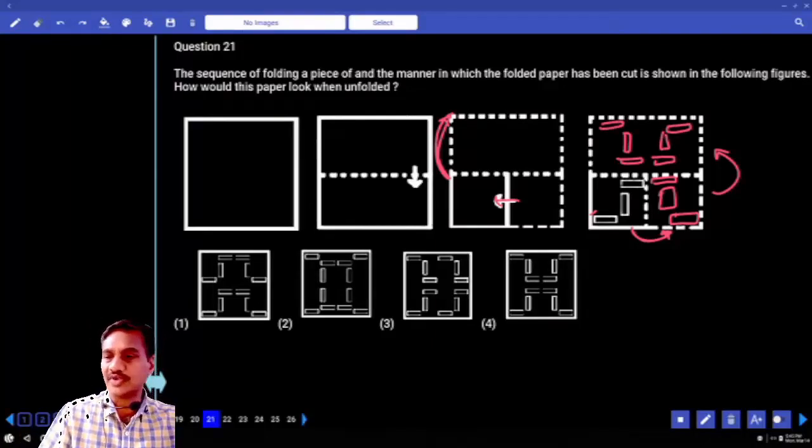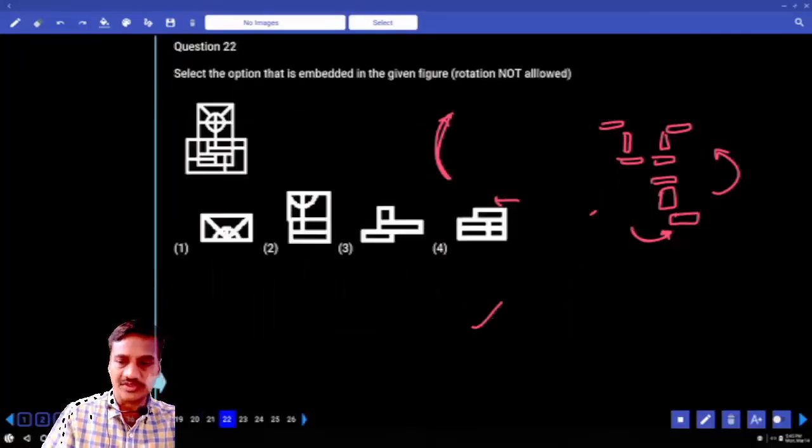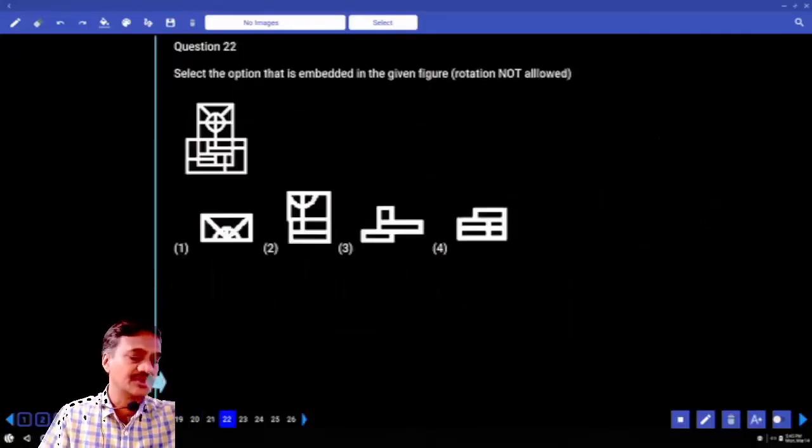Then hence where can you find this one? Choice 4 is the answer. 21st. Then coming to question number 22.